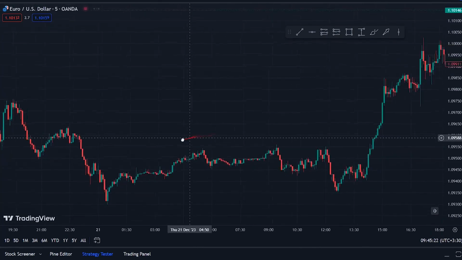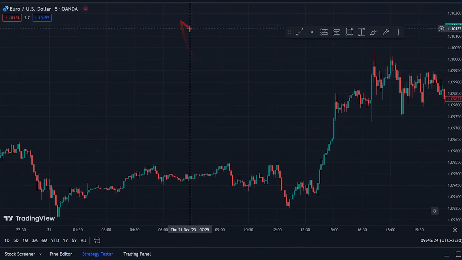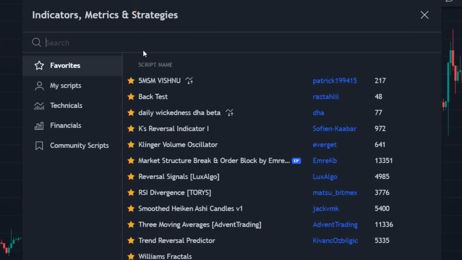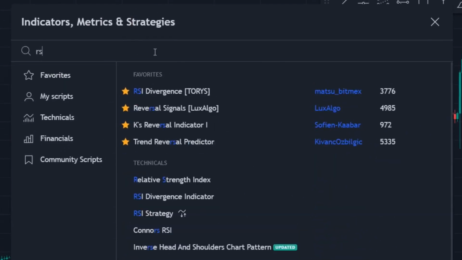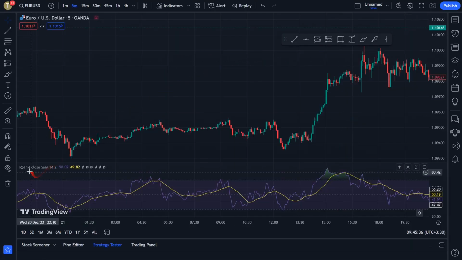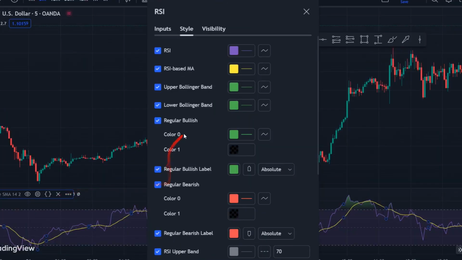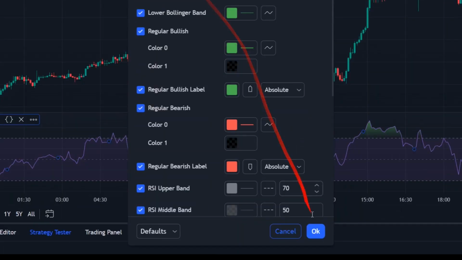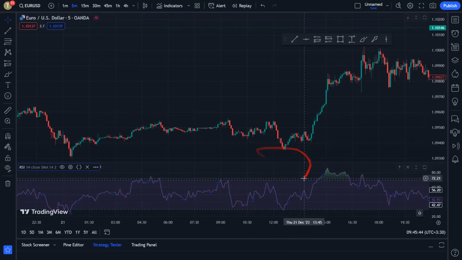The first strategy is related to the RSI trend lines. To do this, go to the Indicators tab and search for RSI or Relative Strength Index. Go to the settings of this indicator and in the Style tab, just uncheck the moving average, which is yellow, because we don't need it for now.